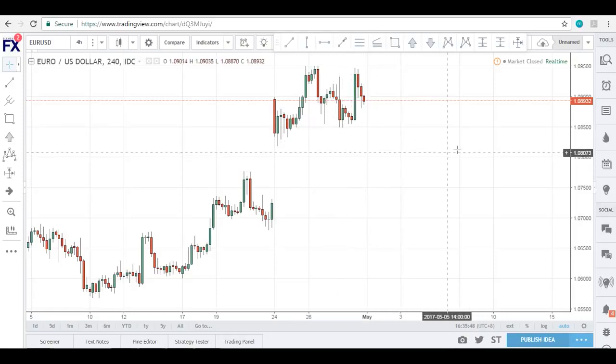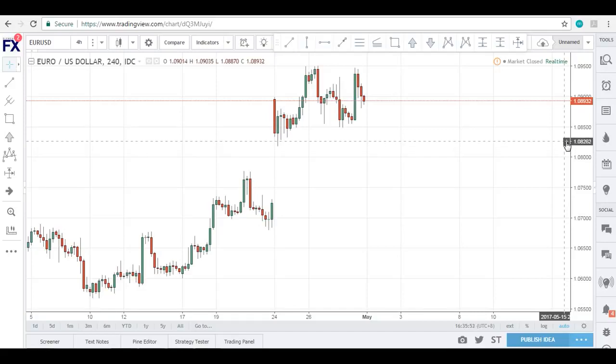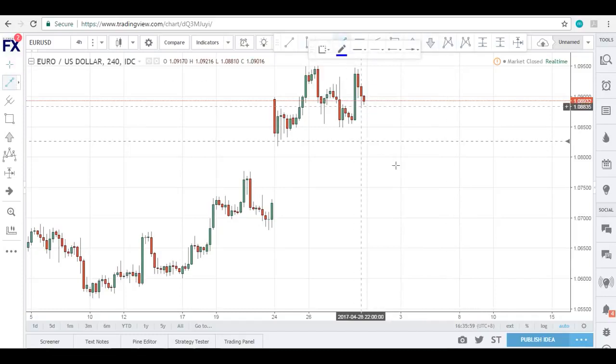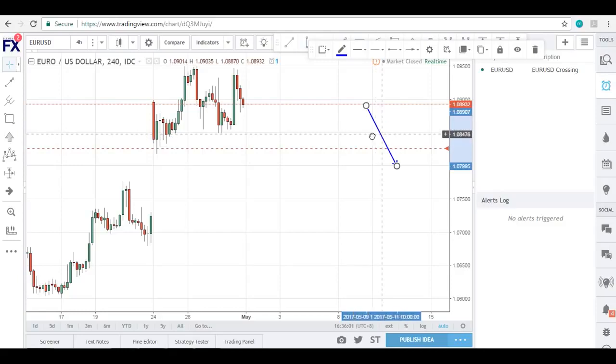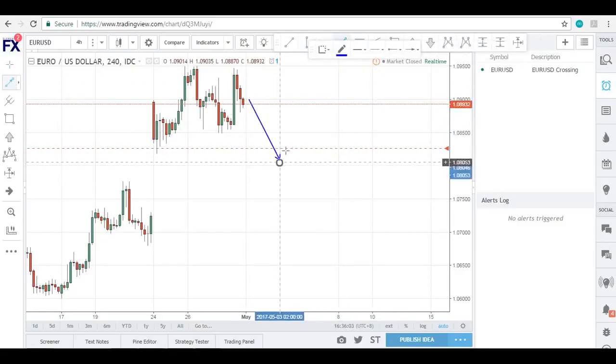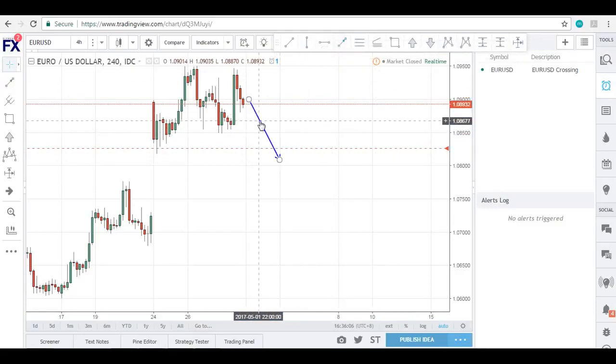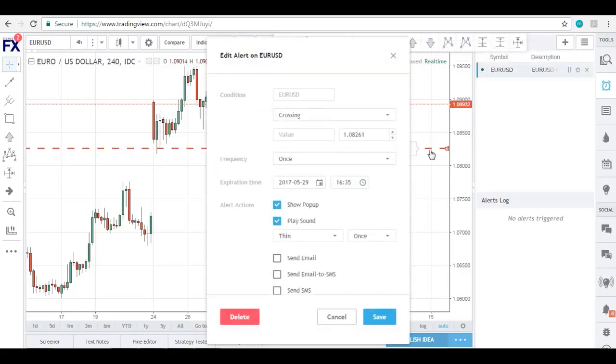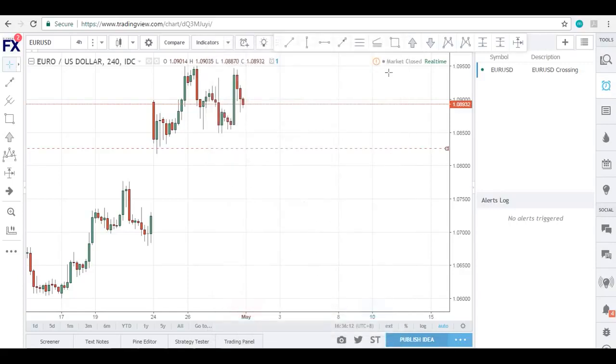I also want to go through this button right here, this addition sign. This is what you call a price alert. You can have an alert right here. If price crosses this area, be it like this, or like this, you will get the notification. So that is something that is worth looking at on our TradingView. Let me just delete that.